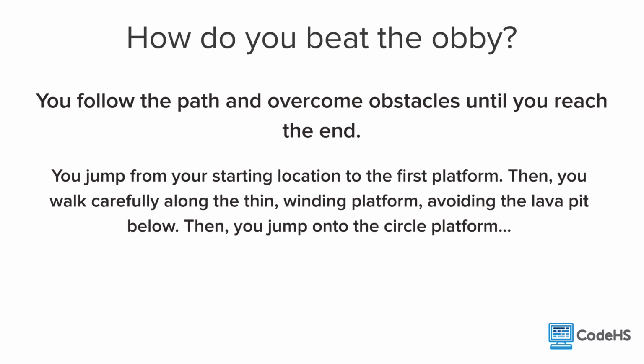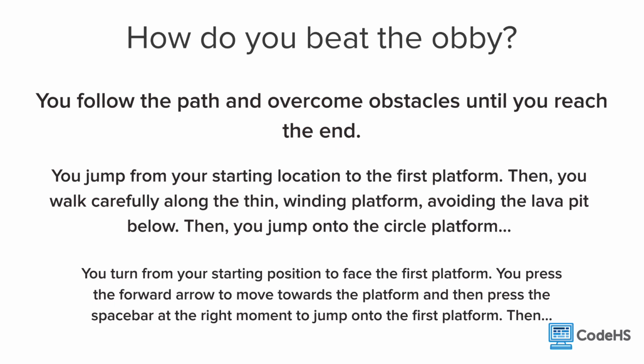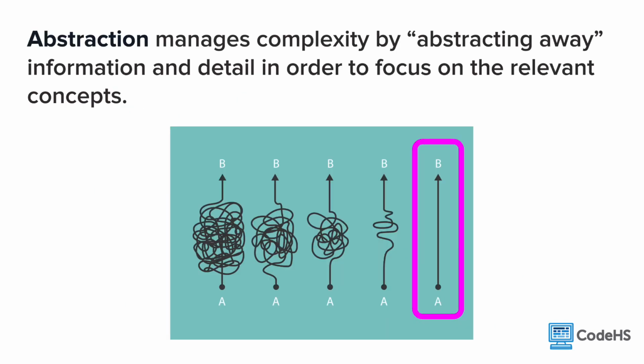You could even go into more detail. Perhaps zooming in on jumping from the starting location to the first platform by saying you turn from your starting position to face the first platform. You press the forward arrow to move towards the platform, and then press the space bar at the right moment to jump onto the first platform. Then we keep going. So giving that final answer is probably more than your friend was expecting. That is way too many details. This is where abstraction comes into play. Abstraction manages complexity by abstracting away information and detail in order to focus on the relevant concepts.